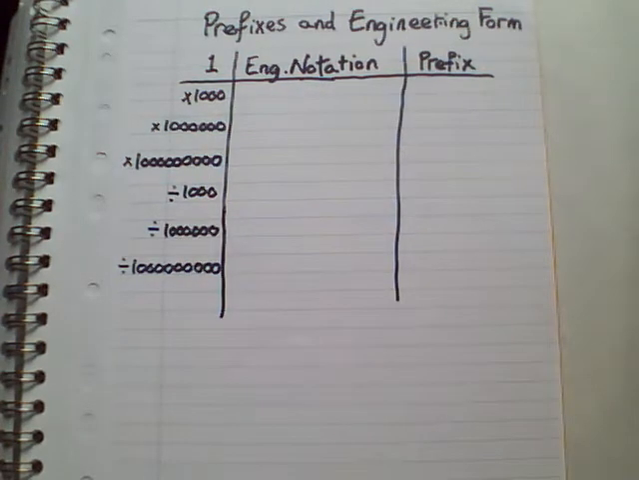Okay, because in engineering we use lots of large numbers and lots of small numbers. We end up multiplying them and dividing them by each other. It's quite often a lot easier to use engineering notation and prefixes. So let's have a look at the most commonly used ones.